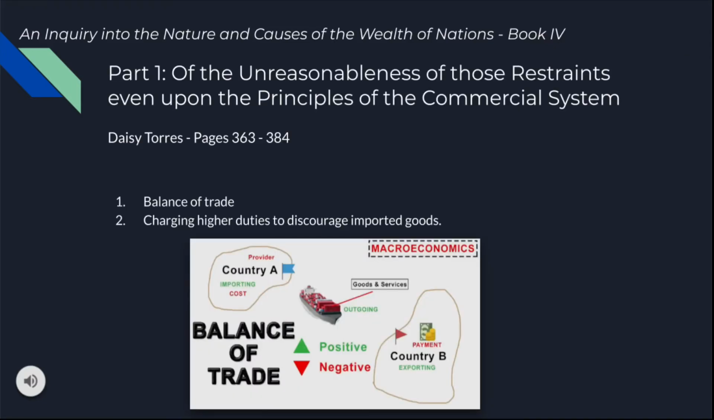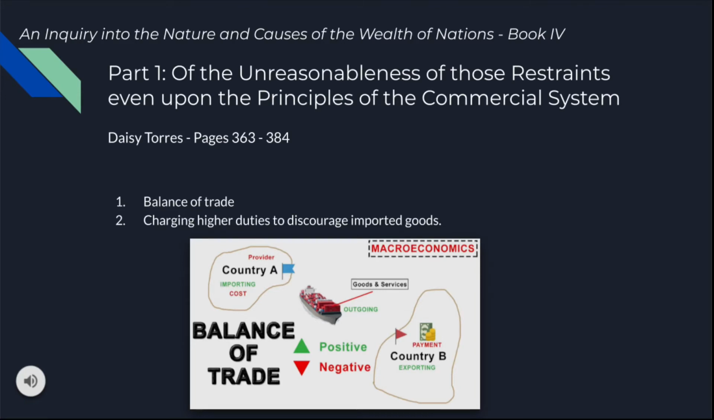Chapter 3 is separated into two parts. In Part 1, Smith mentions the balance of trade, which is the difference between the value of a nation's imports and exports for a specific period. Most nations want to export more goods than they import in order to get a trade surplus. Smith goes on to discuss nations' tactics to get a favorable balance of trade.